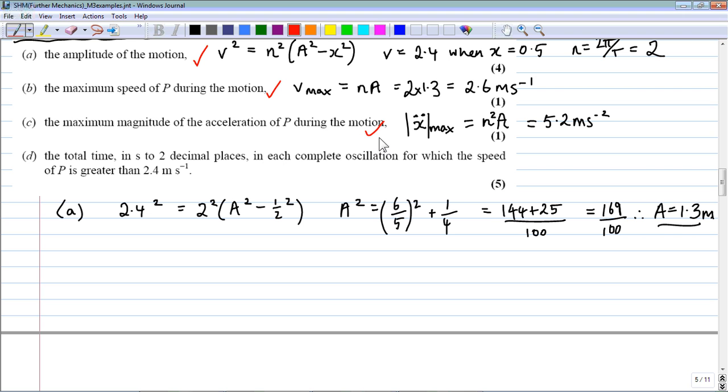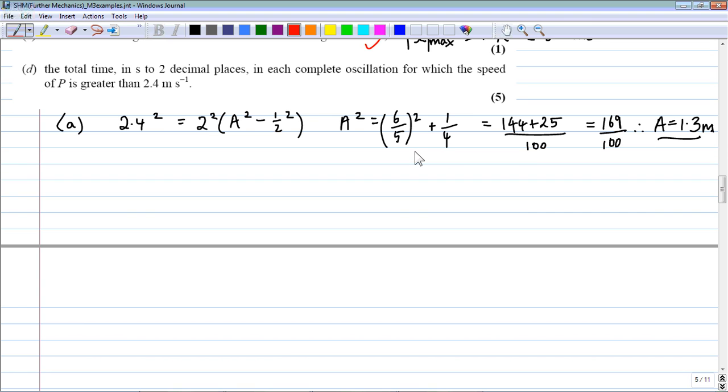Okay, well these first 3 parts were good practice, but they weren't very interesting. But it's the last part of the question that's definitely the most important. So let's find the total time. I've got to read this carefully. The total time in seconds in each complete oscillation for which the speed is greater than 2.4. Okay.